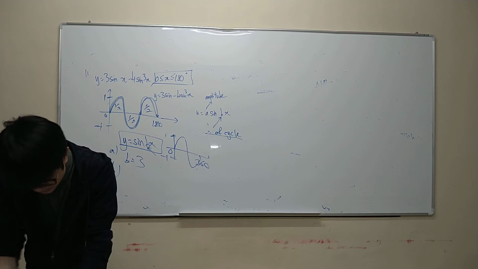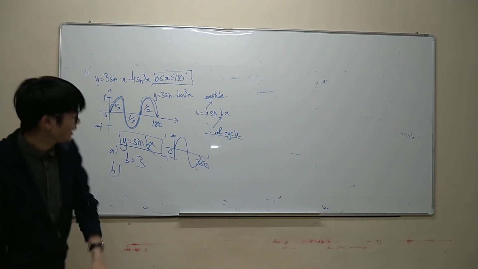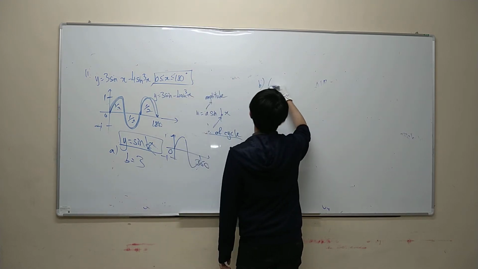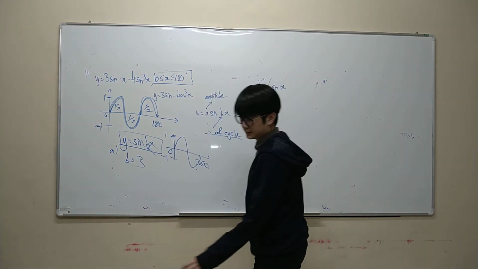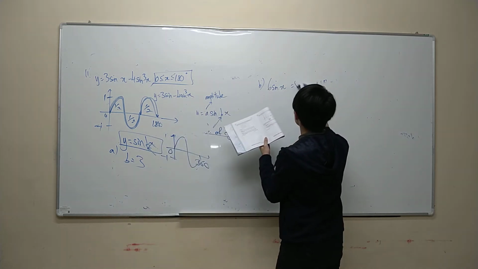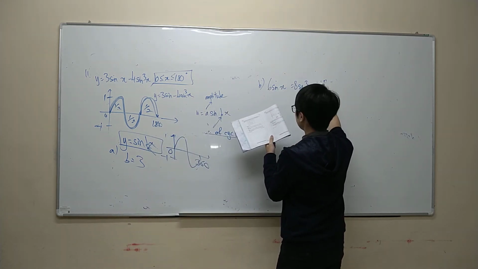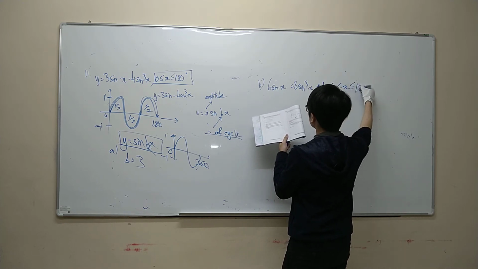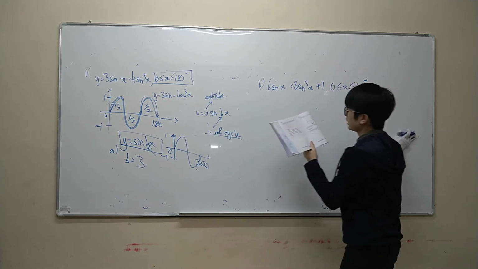So b is what? Solve the equation 6 sin x equals 8 sin^3 x plus 1, for 0 until 180. Okay, how to do this?